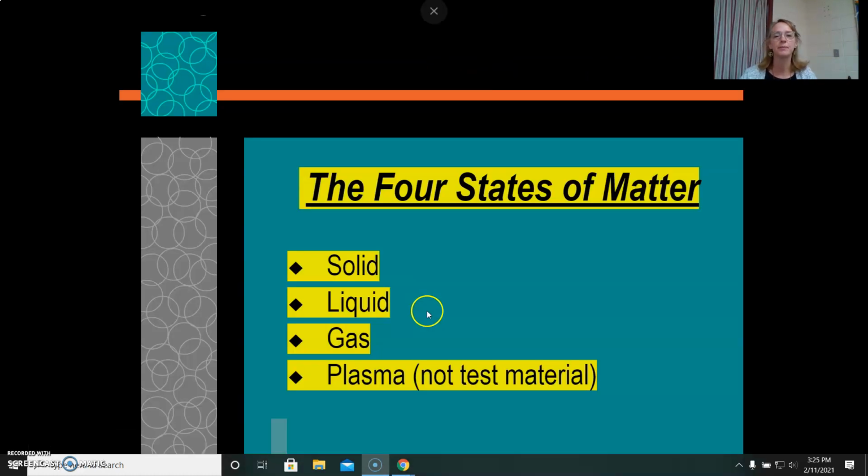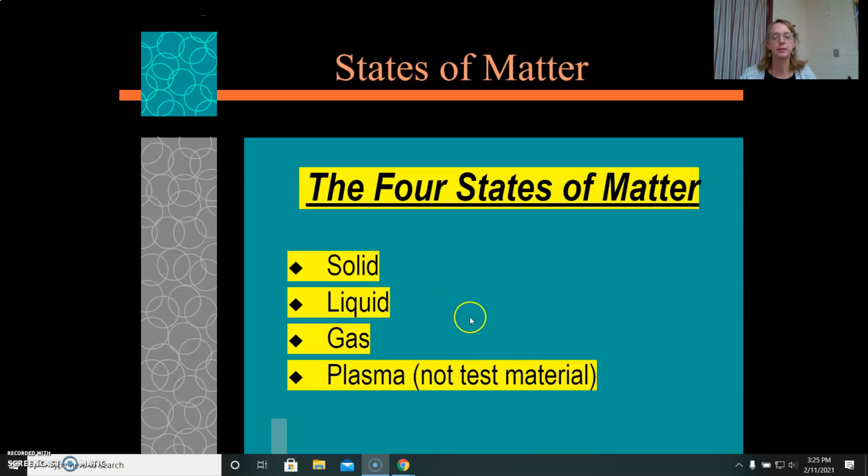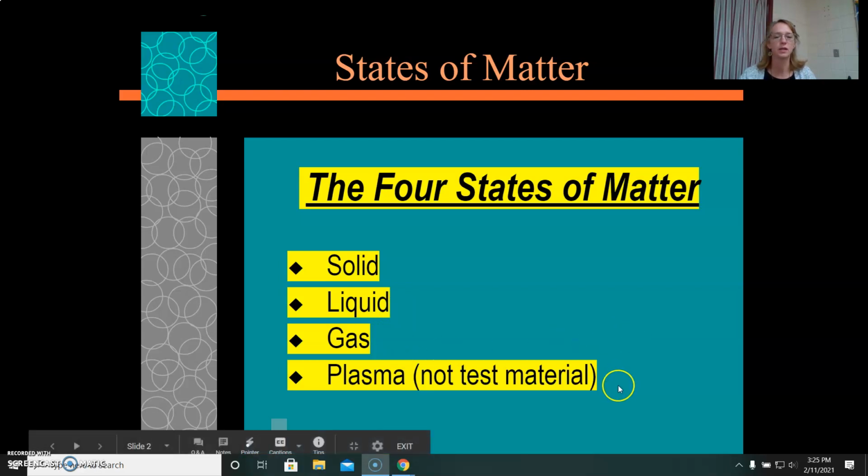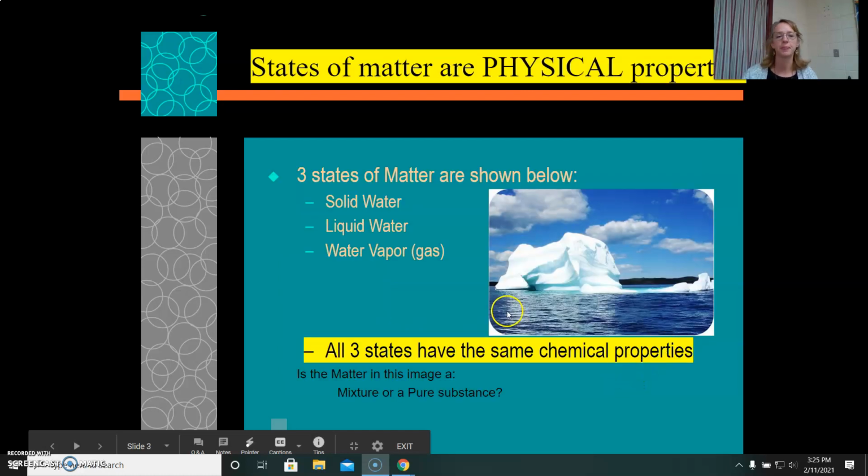Oh well. Okay, so 4 states of matter should be reviewed: solid, liquid, gas. We see solid, liquid, and gas on our planet a lot. Plasma is what stars and our sun is made of. It's actually a higher energy level than a gas, so we don't see it a lot around here.